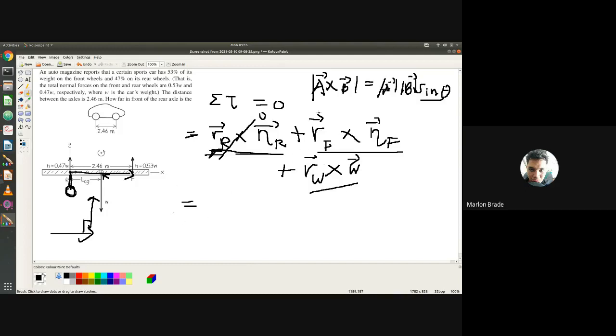What is the magnitude of RF? How far is RF? 2.46. So this is 2.46.